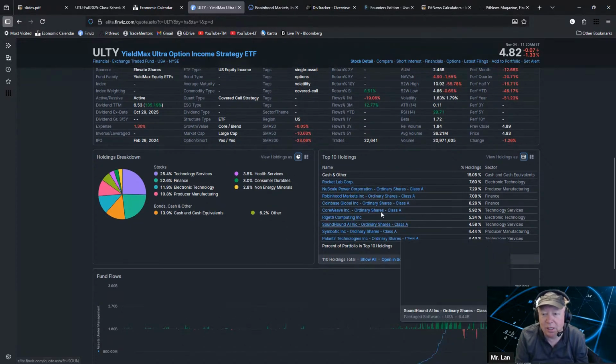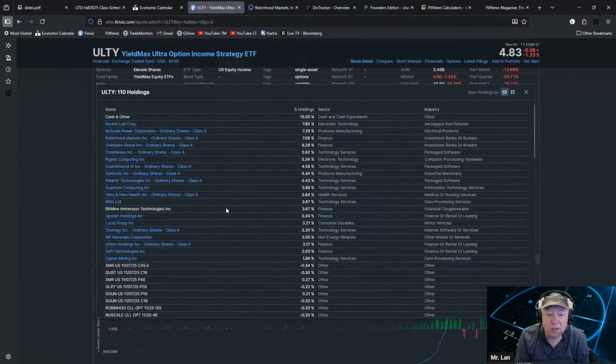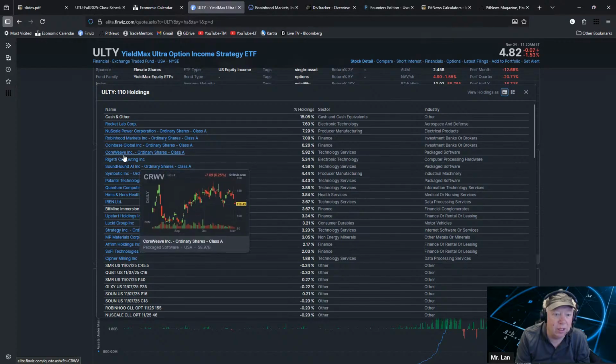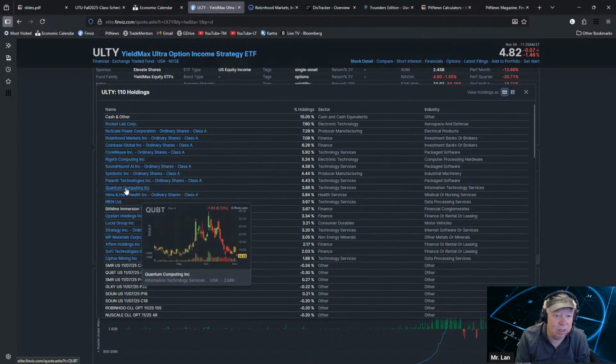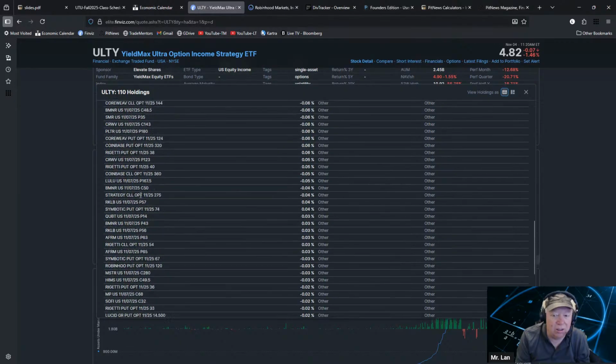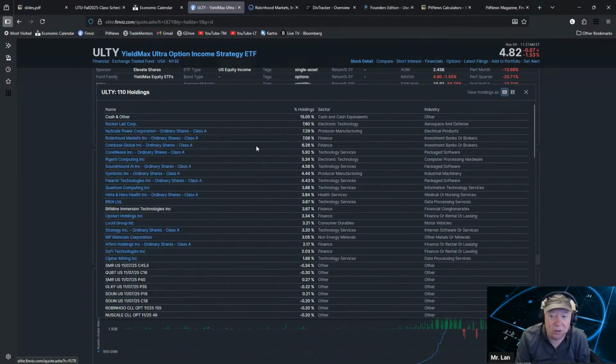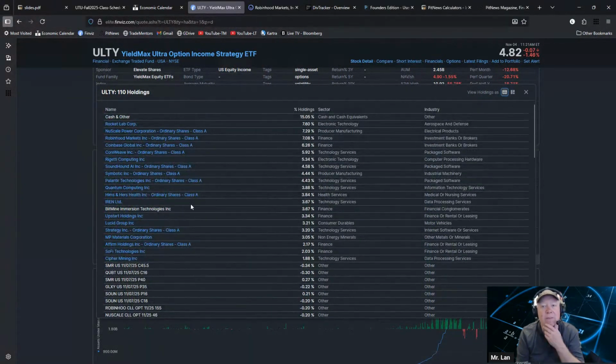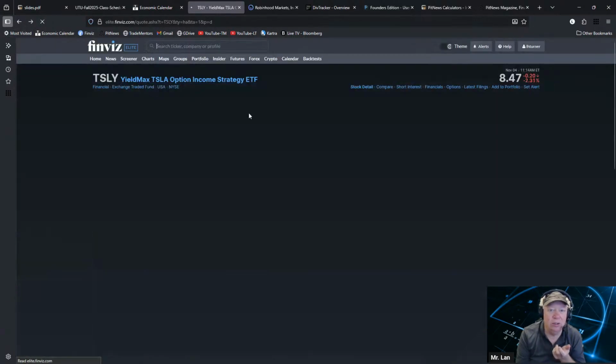All right. So ULTY is one of the funds that has more than just one stock in it. So this is a basket of stocks, like a true ETF. It's not a single stock ETF. And these are all the stocks that they have in there. So you can see they got Rocket Lab, NuScale, Robinhood, Coinbase, CoreWeave, Rigetti, SoundHound, Symbotic, Palantir. They're trading options on all these stocks. And that's how they make their money on ULTY. It's not a single stock. It's a true ETF. All right. So that's that one. But their yield on it is pretty high. So that's why some people like it.